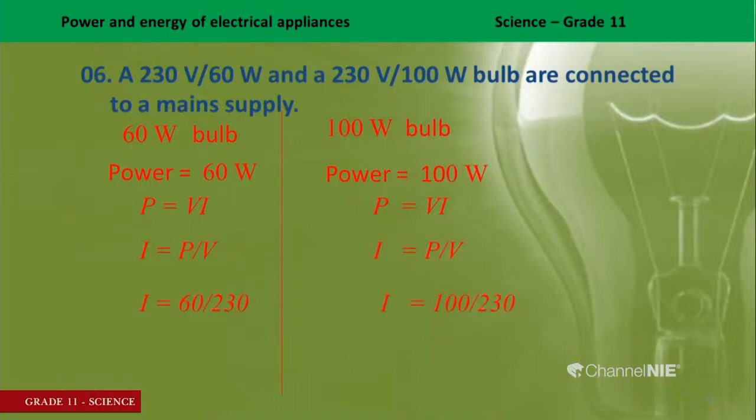Let us substitute the values. For 60 watt bulbs, it comes as 60 over 230. For 100 watt bulbs, it comes as 100 over 230. As we divide, for 60 watt bulbs, we get the current as 0.26 amperes, and for 100 watt bulbs, we get it as 0.43 amperes. Now, the answer is really obvious. You can see that higher current flows through the 100 watt bulbs.